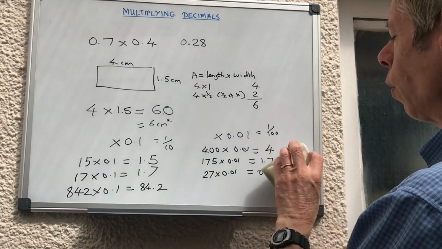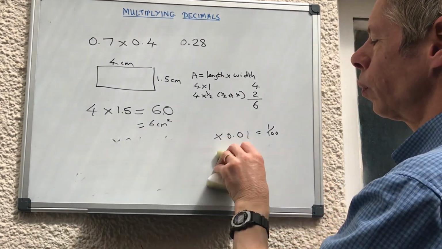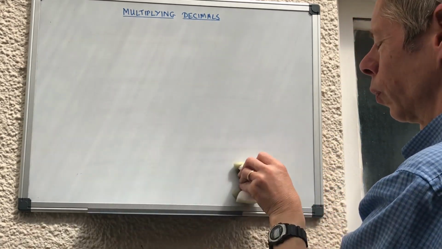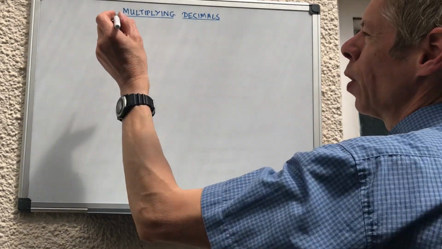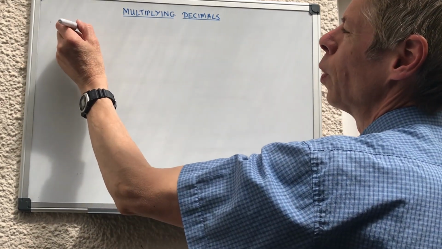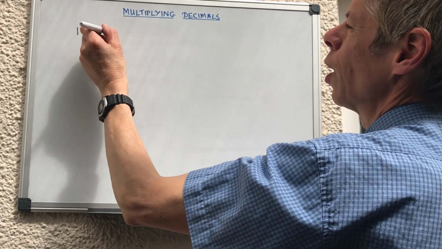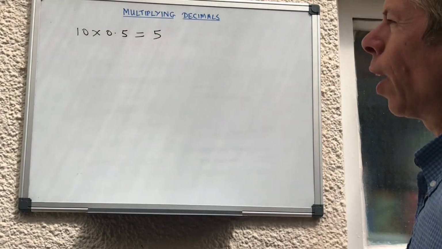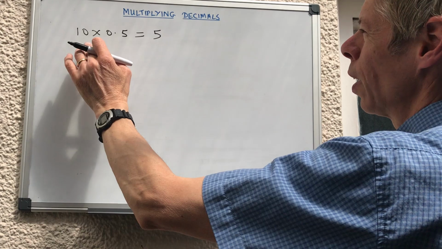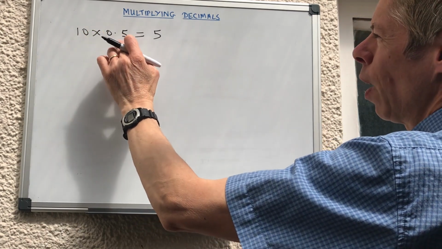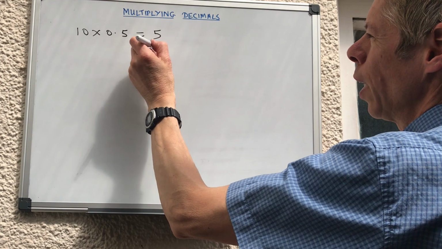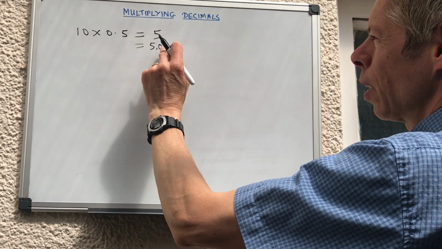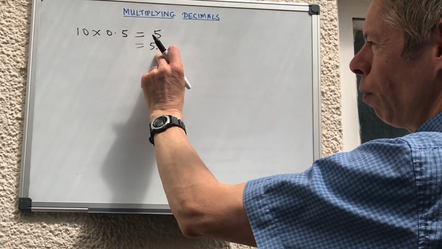Okay, let's try a few more. So I've already said if you want to multiply by 0.5, for example, 10 times 0.5 is half of 10, which is 5. But doing it another way, our old trusty method, we could say, well, it's 10 times 5, which is 50, but because there was a decimal point in front of that 5, it's divide everything by one decimal place, so that would be 5.